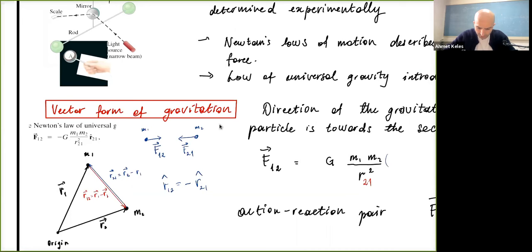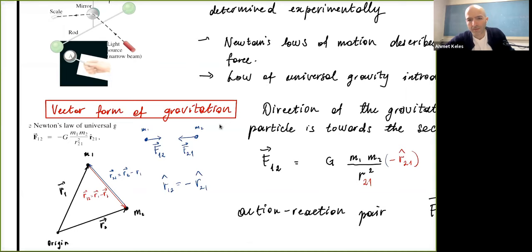But here I want to put a unit vector. So this is force on 1 by 2, force on 1 by 2. And it should be like this. And this is minus R21, right? So R21 is this guy, minus R21 is, yeah, right? The force is along this direction. And it should be minus R21 unit vector.